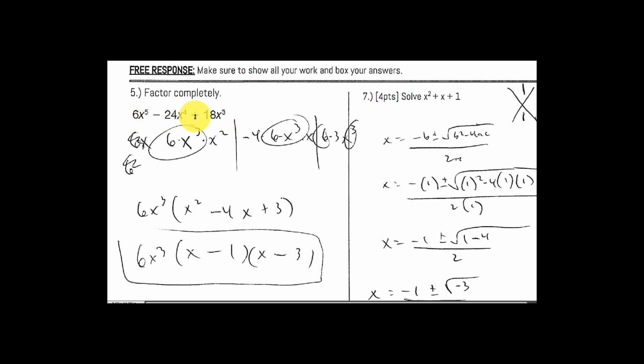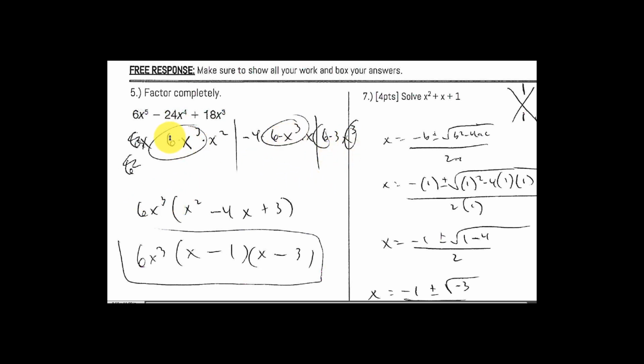Well, the first thing you should always be looking for is the greatest common factor. Here I wrote out the factors. 6x to the 5th is 6, 3 x's, and 2 x's. -24x to the 4th is -4 times 6 times x to the 3rd times x, because that would be x to the 4th. And then 18 is 6 times 3 times x cubed. And what do they all have in common? They all have a 6x to the power 3.